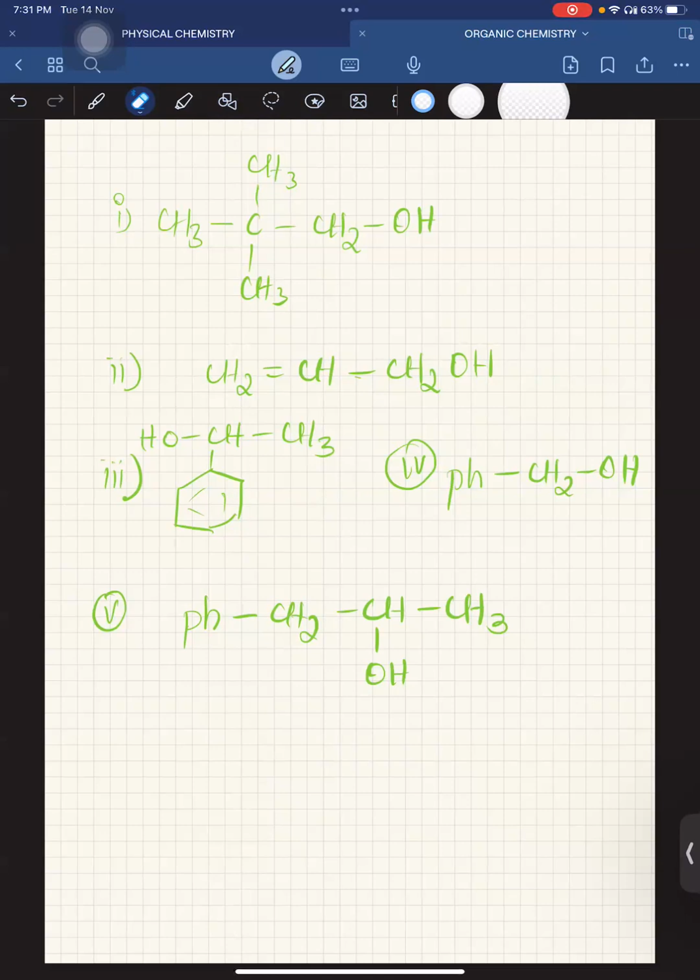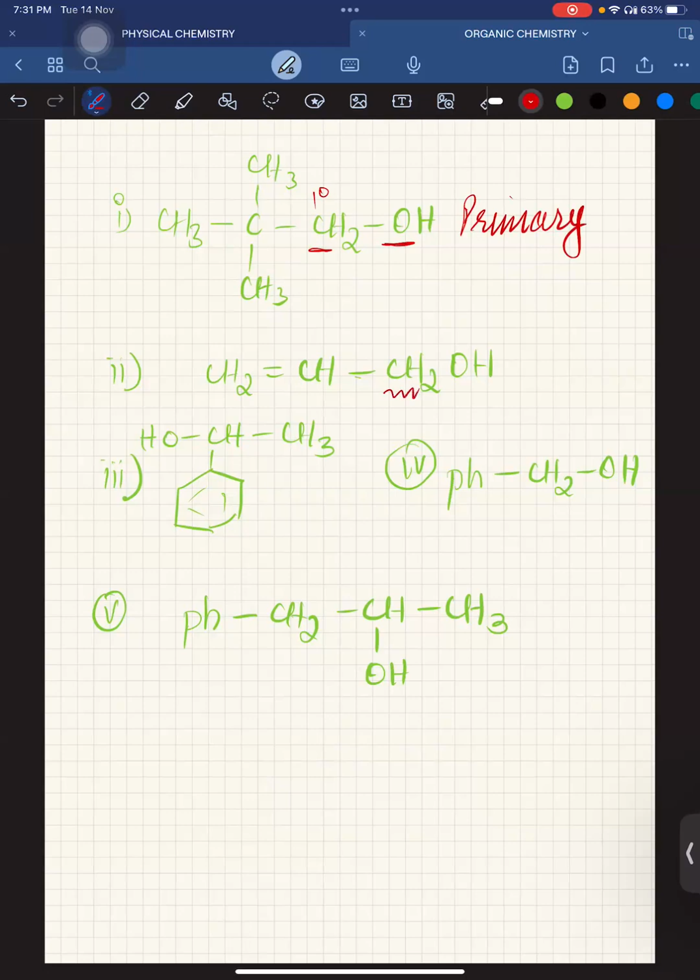See, I'm going to tell you about this. This OH is connected with this carbon, and this carbon is having 1 degree. So this is primary alcohol. Yes or no? This carbon we need to calculate, connected with 1 degree. So this is also 1 degree alcohol, or primary alcohol. This OH is connected with this carbon, and this carbon is connected with two carbons, so 2 degrees. So this alcohol is secondary alcohol.